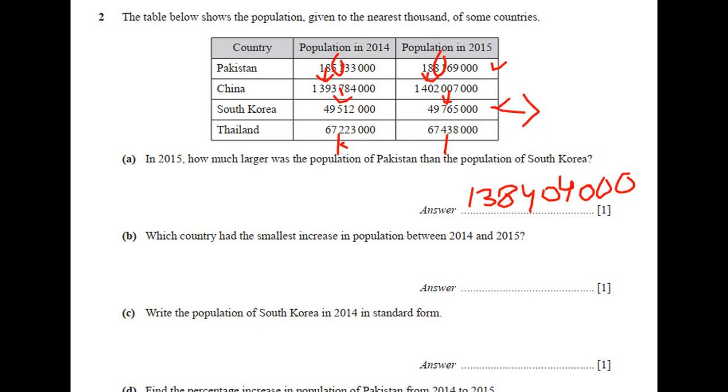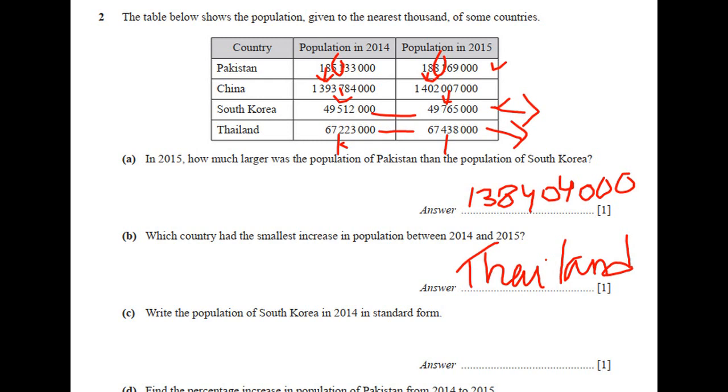What you can do is subtract these two values, and subtract these two values. Whichever gives the smaller answer will be the answer for this question. So when you do that, you'll notice that Thailand will give the smallest increase in population. So the answer is Thailand.